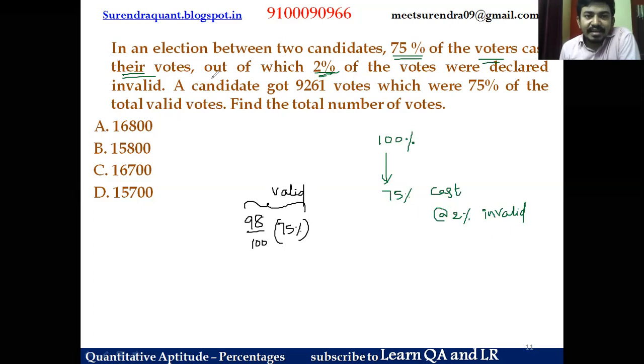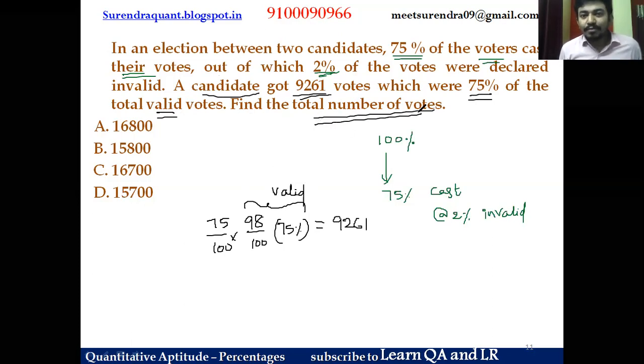Now, let's see, a candidate got 9,261 votes, which were 75% of the total valid votes. Now person A got 75% of the valid votes, and these votes are given as 9,261. Then we need to find out the total number of votes polled. So we need to find out 100%, right?